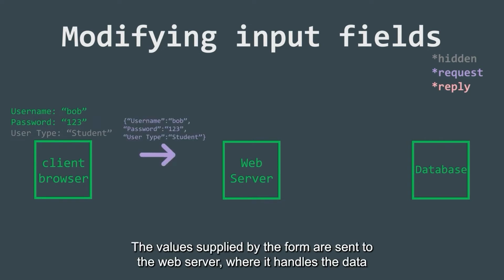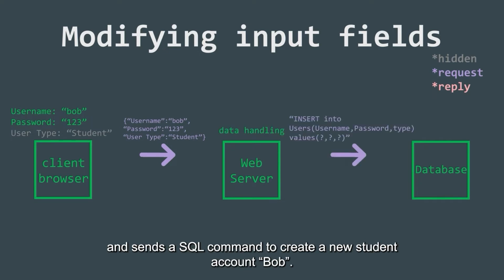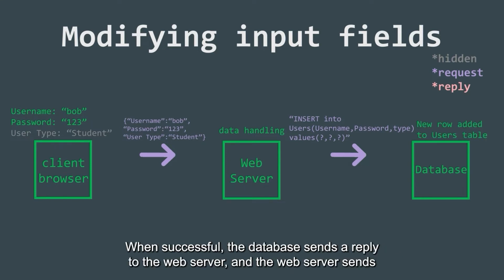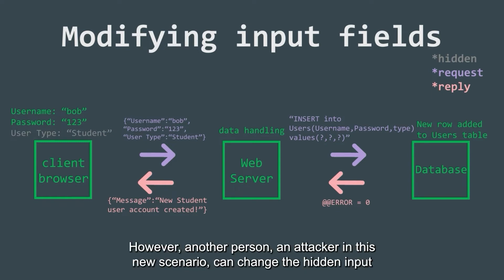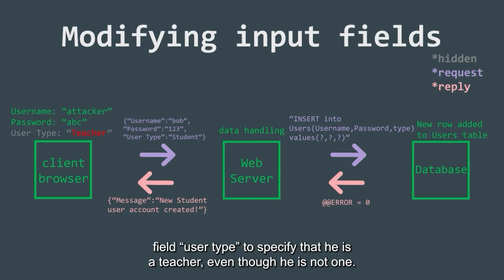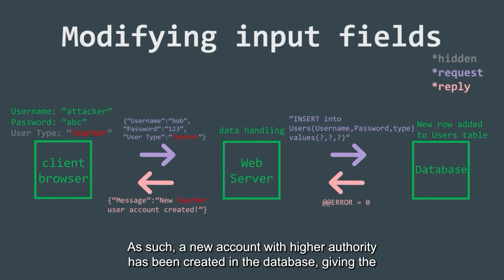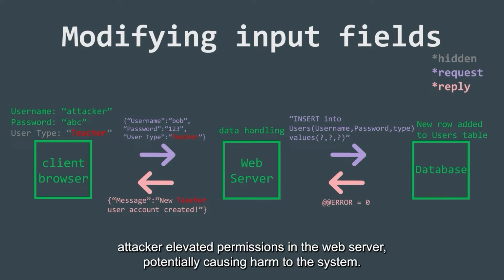The values supplied by the form are sent to the web server, where it handles the data and sends a SQL command to create a new student account Bob. When successful, the database sends a reply to the web server, and the web server sends a message to the client stating that the student account has been created. However, another person, an attacker in this new scenario, can change the hidden input field user type to specify that he is a teacher, even though he is not one. As such, a new account with higher authority has been created in the database, giving the attacker elevated permissions in the web server, potentially causing harm to the system.